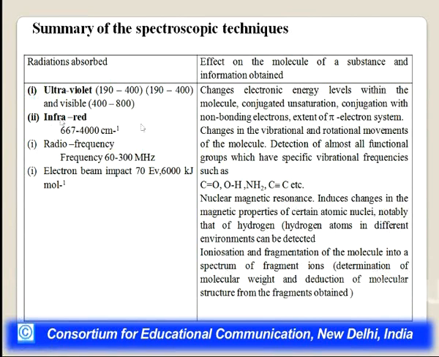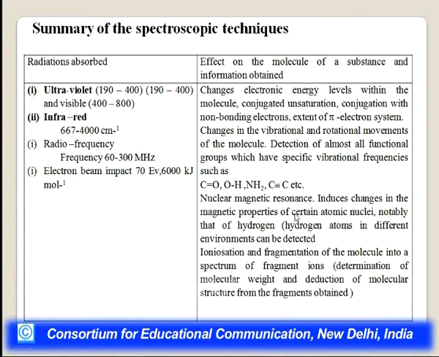Now, in IR spectroscopy, what you observe is the change in vibrational and rotational movements of the molecule, and detection of almost all functional groups, which have specific vibrational frequencies. For example, this is a carbonyl group, this is a hydroxyl group, this is an amino group, this is an acetylenic group, etc. Any functional group you can analyze with the help of IR.